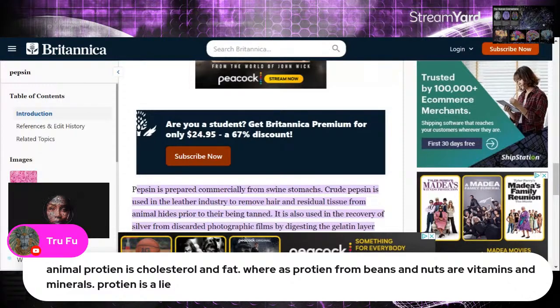Yeah, from Thomas Edison. Oh my gosh. True, from animal proteins, cholesterol, fat, where all proteins need nuts and mineral proteins is a lie. Protein is a lie. Talk about it.